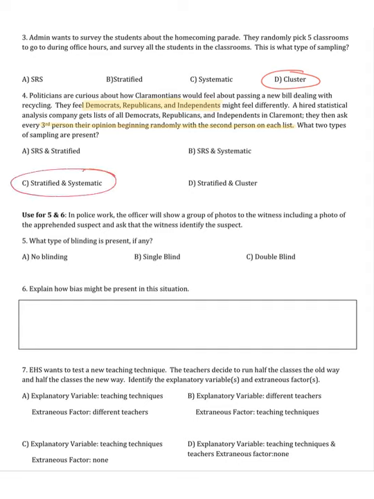Okay. Alrighty, here we go. 4, 5, and 6, use this. In police work, the officer will show a group of photos to the witness, including a photo of the apprehended suspect, and ask that the witness identify the suspect. What type of blinding is present, if any? Why?